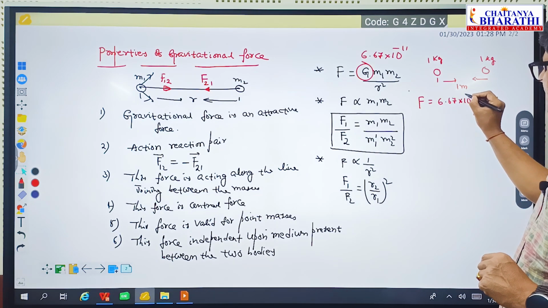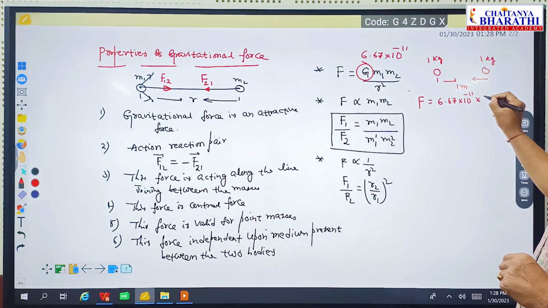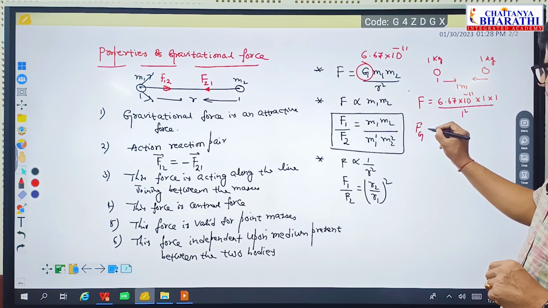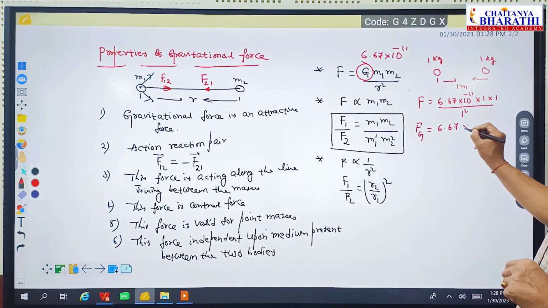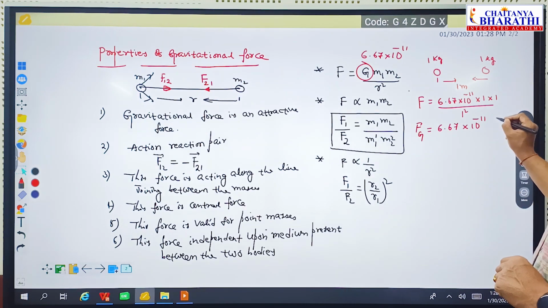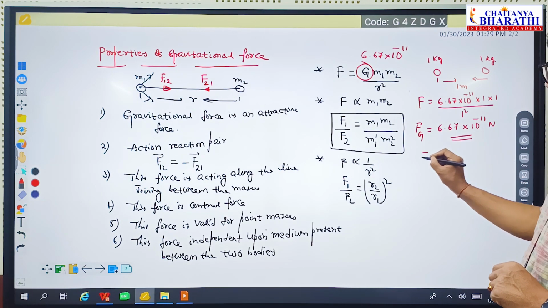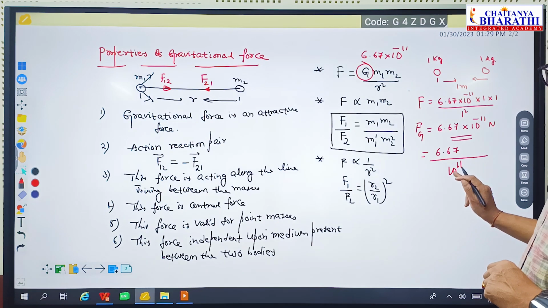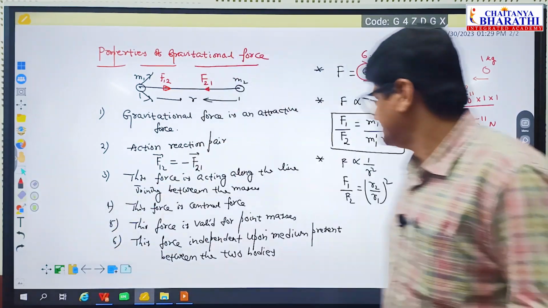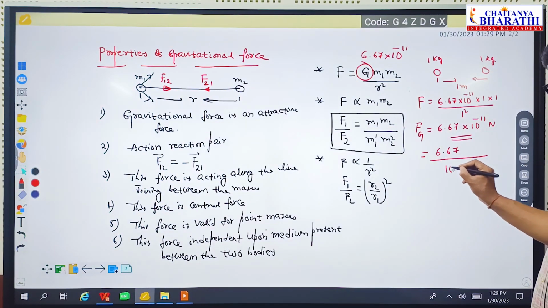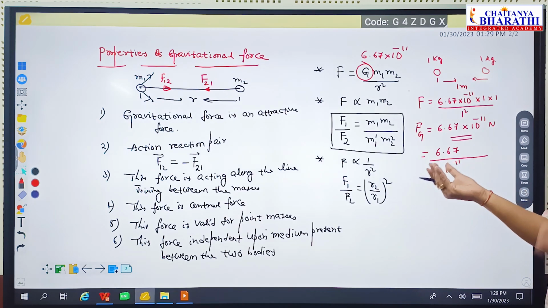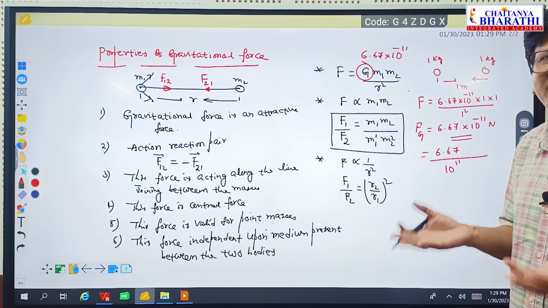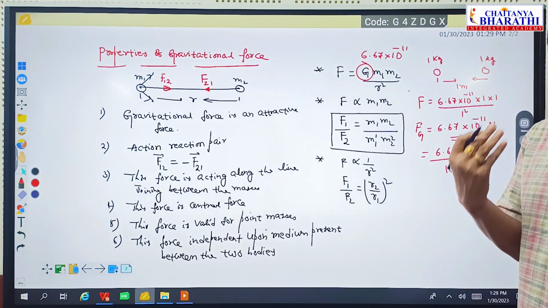It is 6.67 into 10 to the power minus 11, times mass 1 into 1, divided by distance 1 square. So the gravitational force comes to 6.67 into 10 to the power minus 11 newtons. This force is nothing but 6.67 divided by 10 to the power 11. Means it is very, very small; you would have to write it as 0.000067. So it is very, very small, almost a negligible force.